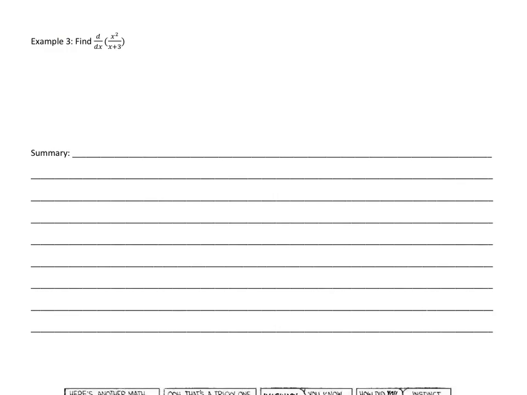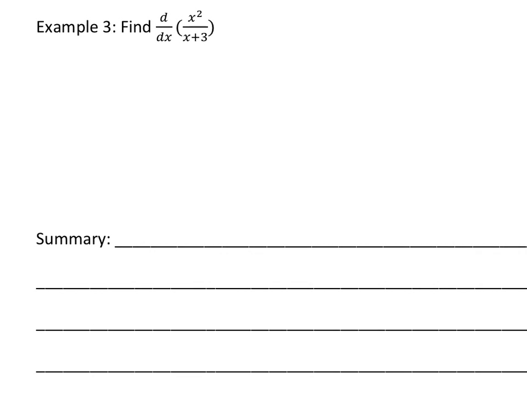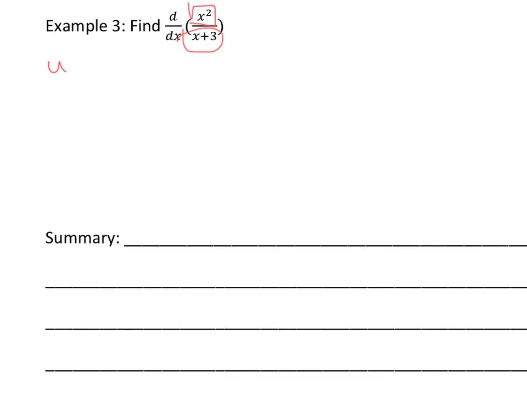Okay, so example 3 says find the derivative with respect to x of my function x squared divided by x plus 3. Just like we do with the product rule, we're going to identify our u function and our v function. So we're going to let u, which is always our numerator, equal x squared. And then v, which is always our denominator, is going to equal x plus 3.